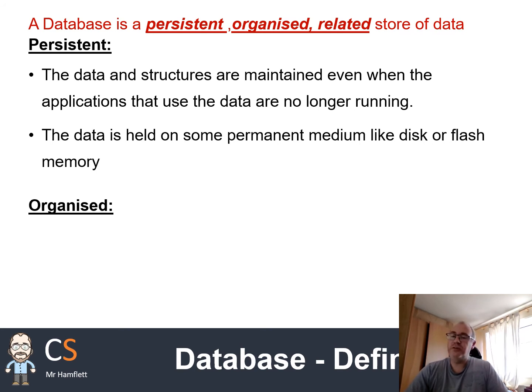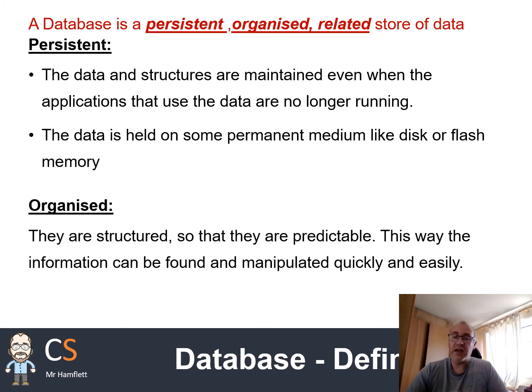So it has to be stored on something permanent, like a disk or SSD or whatever happens to be. It needs to be stored somewhere. It has to be organized. It has to be in a predictable way. So this is where the tables come into it, and that relationship between the tables, and that's the focus of really this unit, is how is data organized.